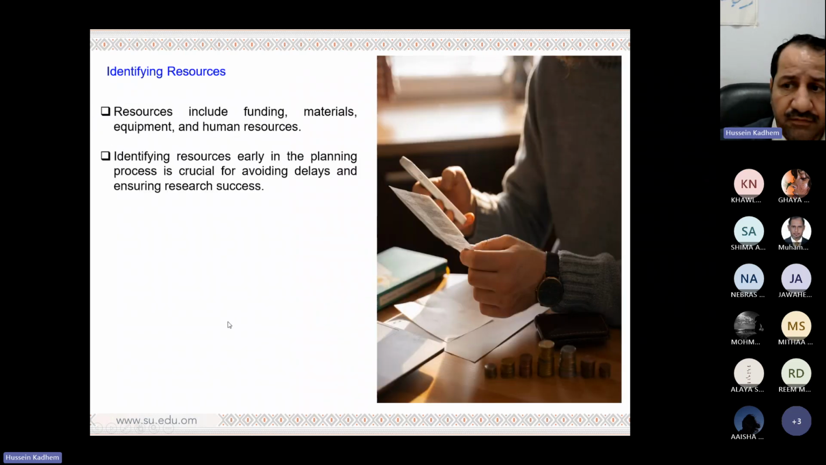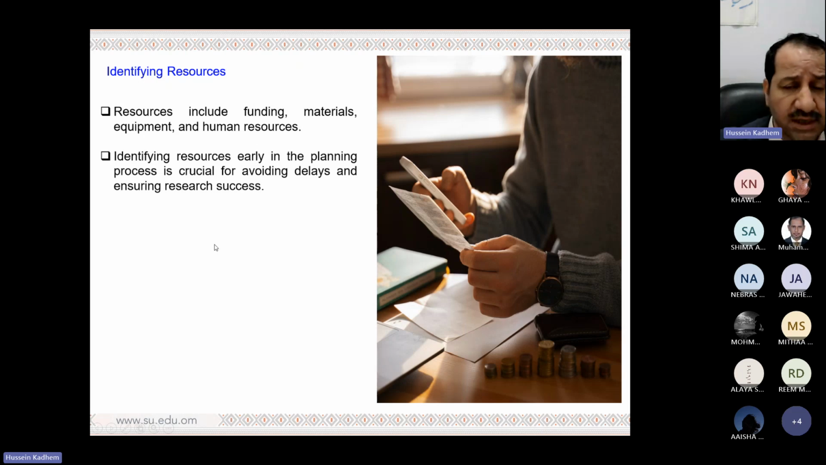Resources: you need to identify your resources, what you want. If it is experimental, what type of components and equipment you will use. You need to define them at the beginning. If it is software, what type of software, and you need to justify whatever you need from resources. You need to justify, but define it at the beginning, especially people who have experimental work.